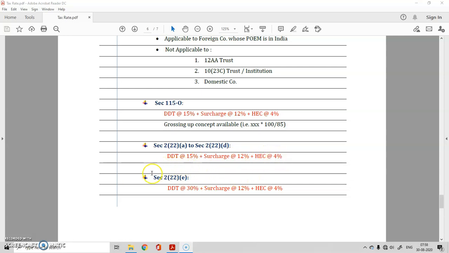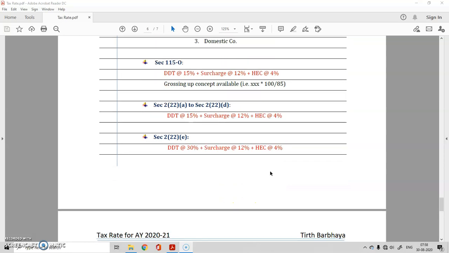But only for the specific section 115BBE, that is deemed dividend in case of loans, DDT at the rate 30% plus surcharge 12% plus health and education cess 4% is to be levied.